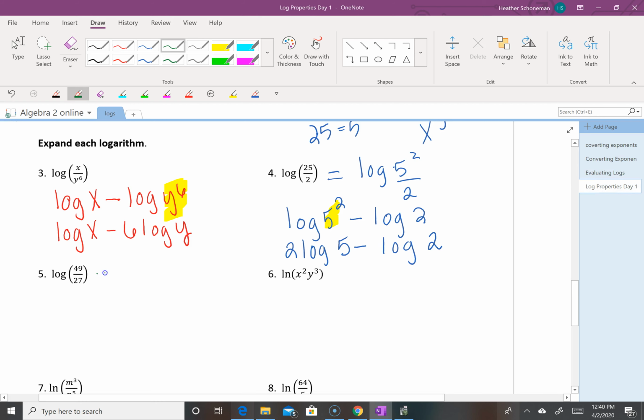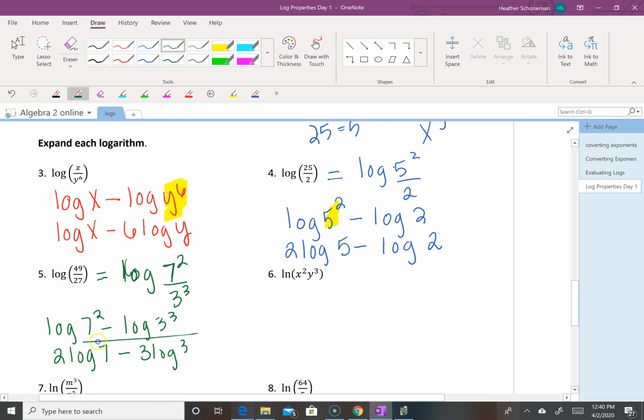So I'm going to rewrite this one as log 7 squared over 3 cubed. Now when I rewrite that, because it's originally a division, it's going to be minus. So I have log 7 squared minus log 3 cubed. And then I can rewrite it moving the exponent. So the final answer is 2 log 7 minus 3 log 3. And that's our final answer in expanded form.